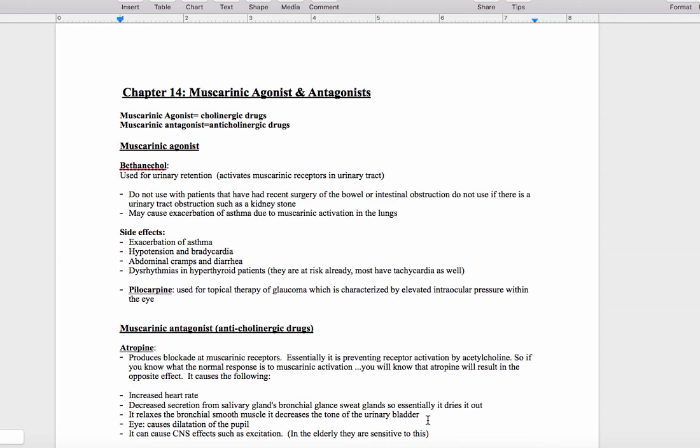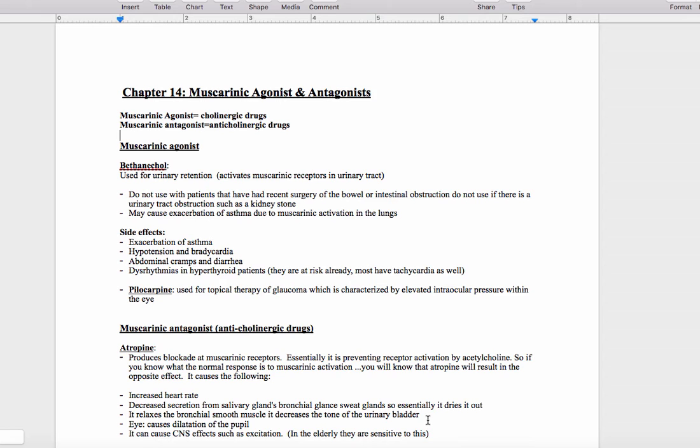A muscarinic agonist or muscarinic antagonist, muscarinic is the same exact thing as a cholinergic, or an anticholinergic if you're looking at the antagonist. This is affecting the parasympathetic nervous system. So remember, in contrast to your alpha and beta, this is more of the muscarinic and nicotinic within the parasympathetic, or your rest or digest part of your nervous system. So let's first take a look at muscarinic agonist.